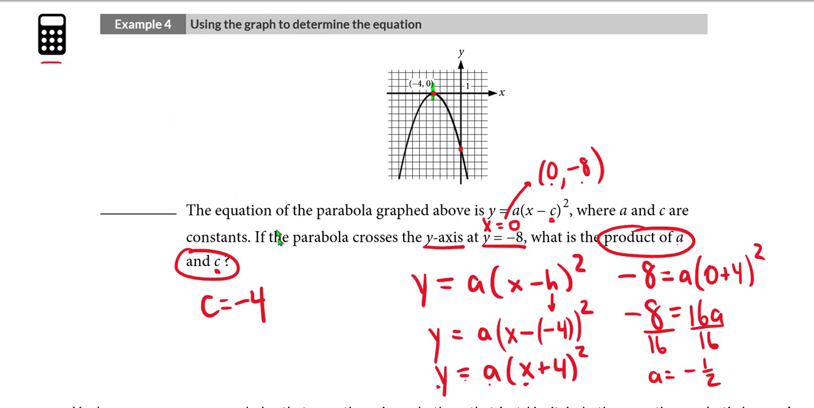This is a calculator question. If you wanted to use your calculator to solve any of this, you could. I did not, obviously. So we have that a equals negative 1/2. What were they asking us for? The product of those two things: the product of negative 4 and negative 1/2. Let me put a multiplication there. Negative 4 times negative 1/2, of course, is positive 2. That should be the product of a and c. So that is how we would go about constructing an equation for a parabola that touches the x-axis and figuring out what a couple of those constants involved in the equation are.